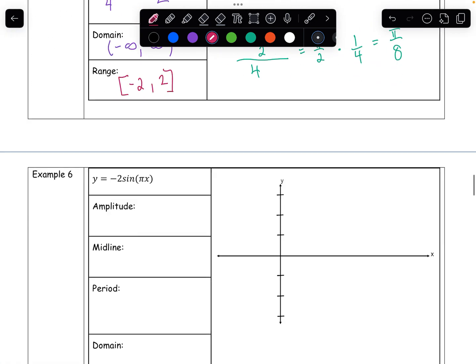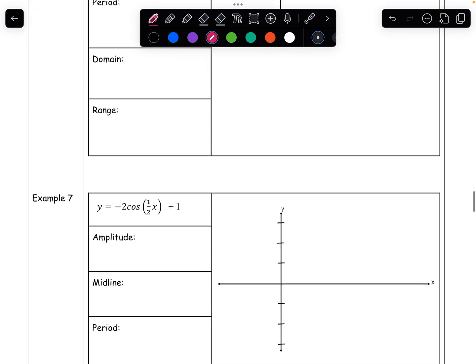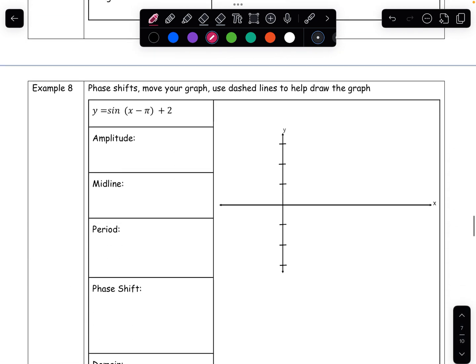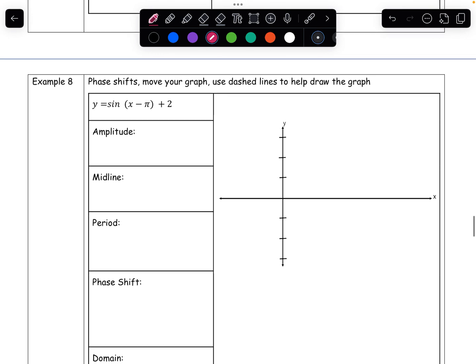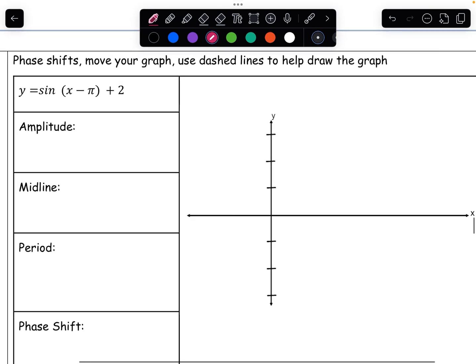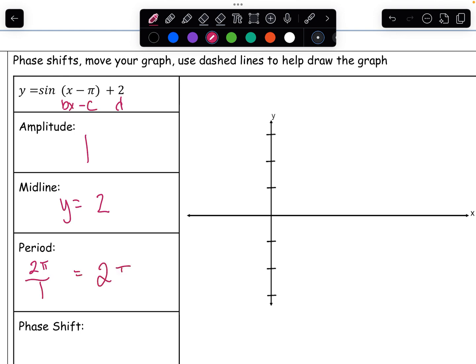Okay. We're going to skip example 6 and 7 for right now because I want to do one phase shift. This is our last problem we'll do together. So our amplitude is still 1. Our midline, because we have a d value, is 2. Our period, remember it's 2 pi divided by b. Well, it's just 1, so our period is 2 pi.